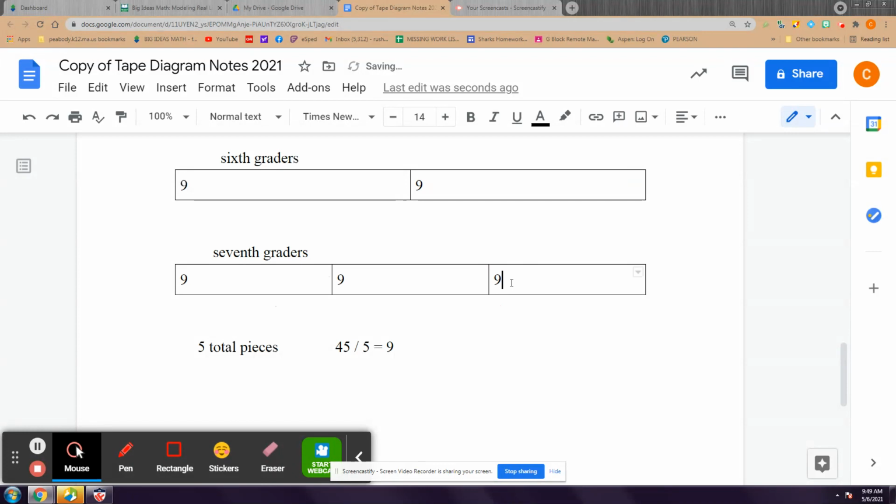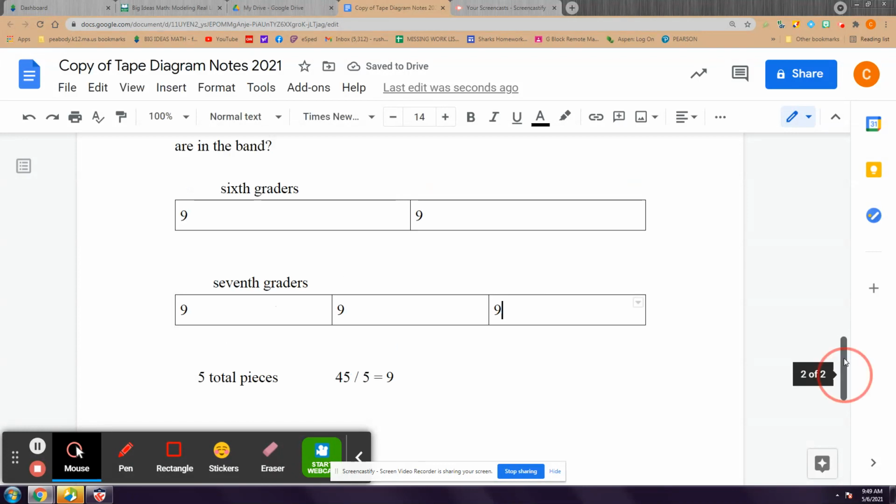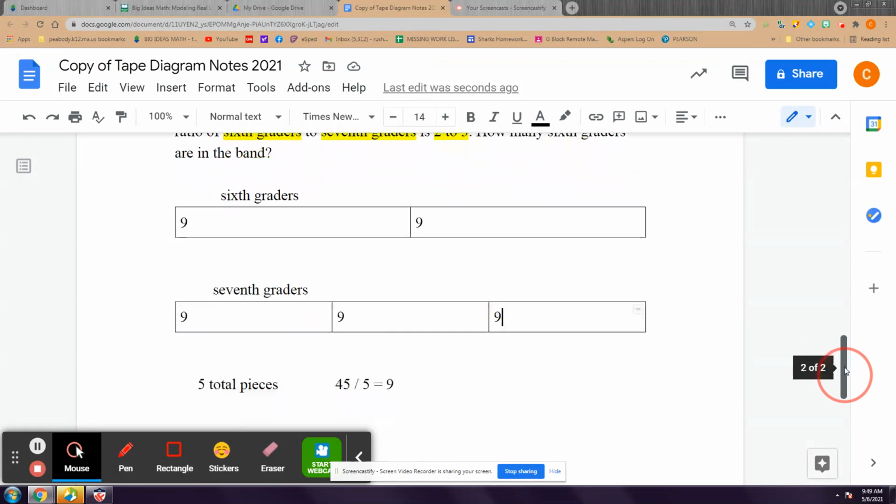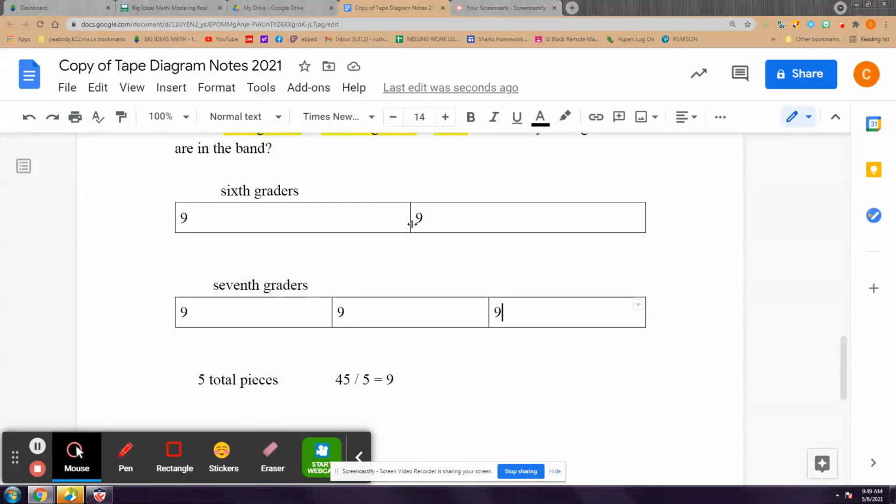9. And now we're able to find out, I think they were asking, oh, they want to know how many 6th graders are in the band. The easy way to remember, you can just add up all the numbers in each tape diagram, or you can multiply, but I think adding might be good for today. For the 6th graders, there's 2 9s. So 9 plus 9 equals 18. So there's 18 6th graders. And for the 7th graders, it's 3 9s. 9 plus 9 plus 9 equals 27.